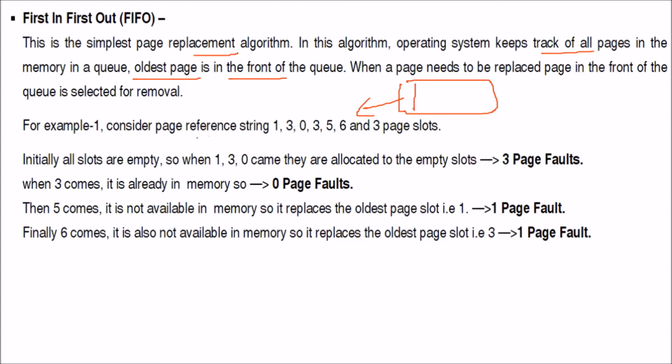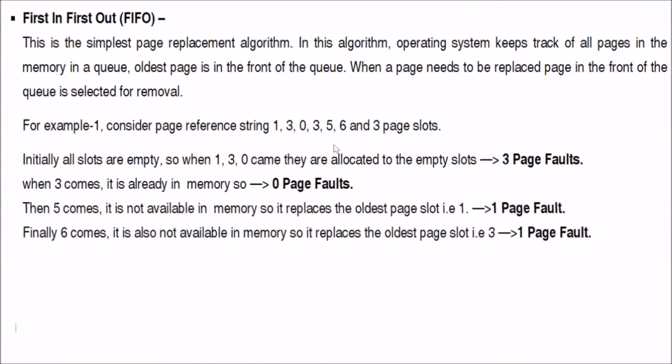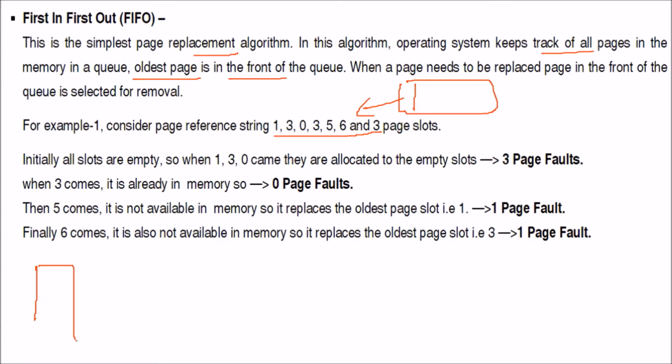Let us see this one. We have a page string 1, 3, 0, 3, 5, 6, 3. And before going to optimal page replacement, let me do it for you. First of all, we have 3 page slots. The first one will come, there will be a page fault, and 1 will be placed here. Then 3 has come, 3 will be placed here. Then 0 has come, 0 will be placed here.